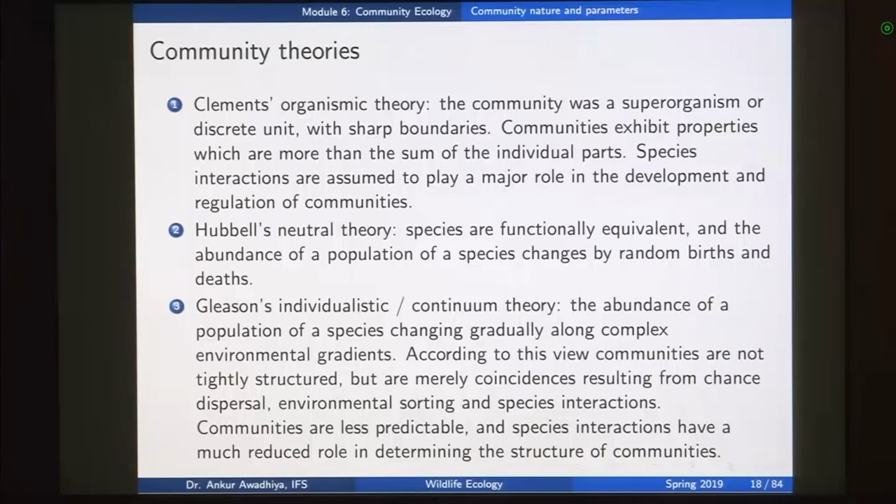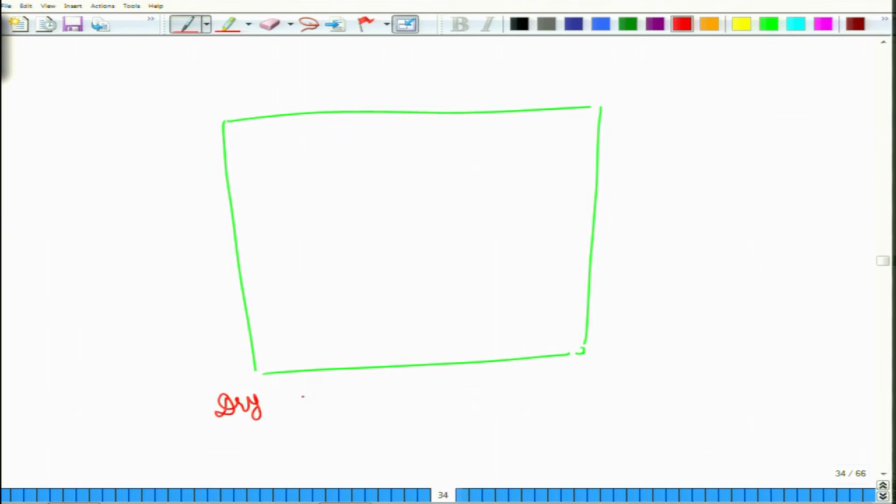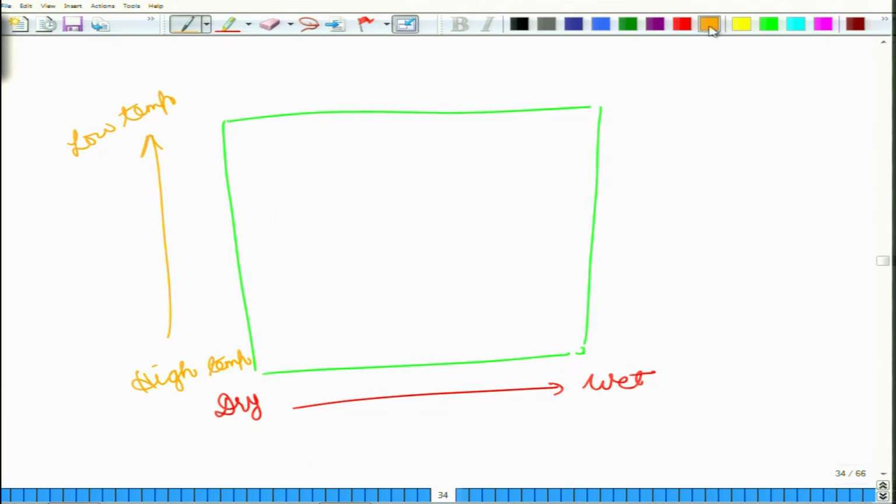So, essentially what it is saying is that suppose you have, in an area, gradients of different environmental variables. So, let us say that this area is dry to wet, and then you have a high temperature to low temperature. In this case you will have certain species that prefer high temperature and dryness. So, they will be more found in this area, and in other areas the probability of finding them reduces.